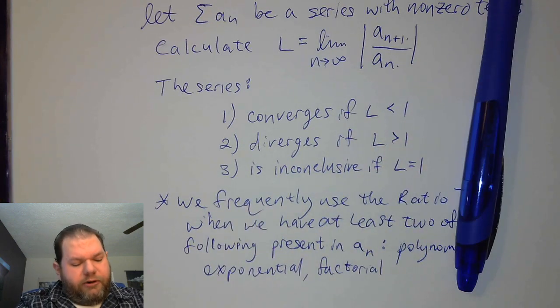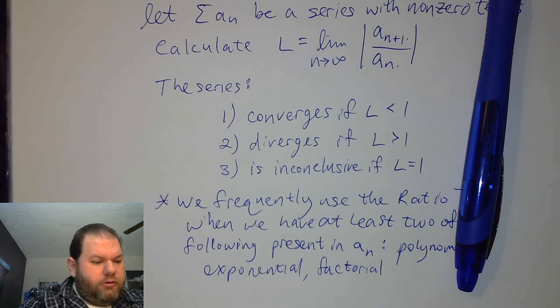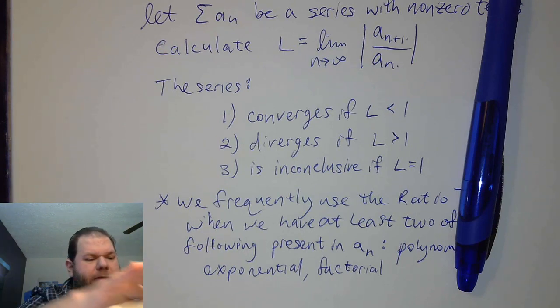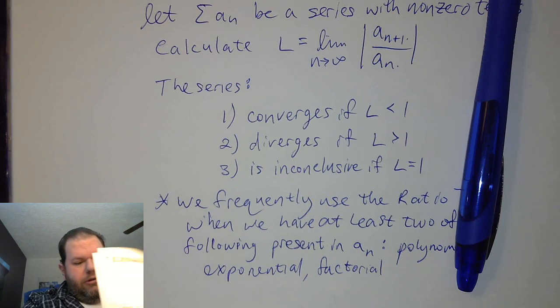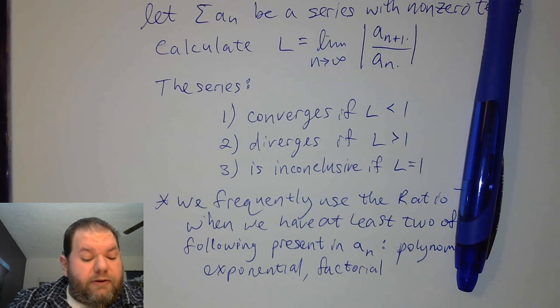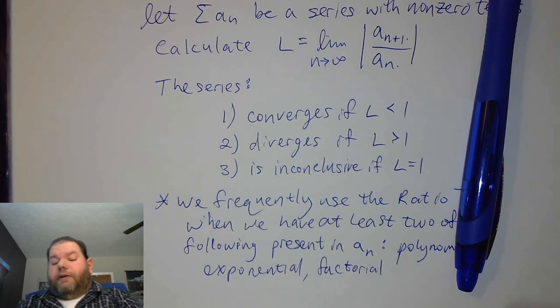I don't know if there are other types we need to worry about. Let me look at some of the examples real quick. Just get this sheet of paper. Normally it's combinations of these types of things that we really have to be concerned about, how they interact with each other. Yeah, that's essentially what we're looking at here. Polynomials, exponentials, and factorials.